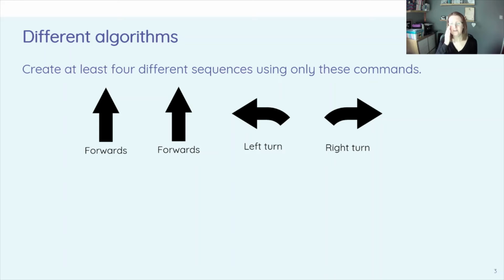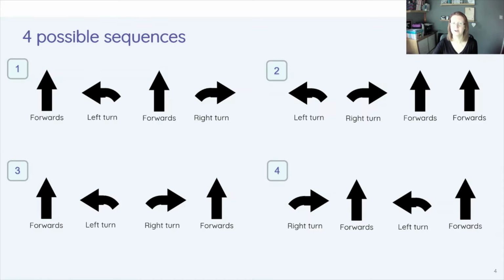Okay, so hopefully you've got 4 different sequences now that we can look at, and I've got an example. These might be the same as yours and they might be different because there's lots of different ways we could write this. So here I've got 4 different ways, 4 possible sequences. On the top one, I've got forwards, left, forwards, right, or I could have left, right, forward, forward, or I could have forwards, left, right, forwards, or I've got right, forward, left, forward. Did you think of any other ones?